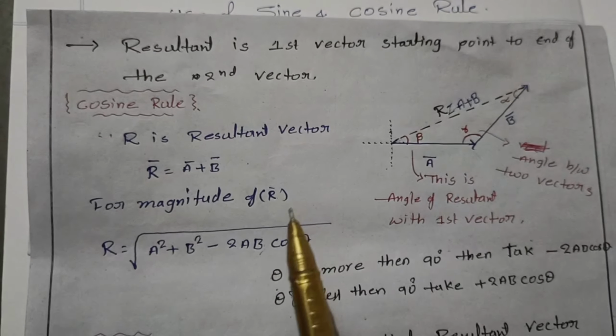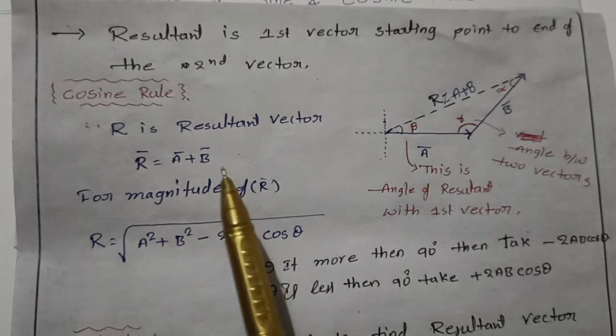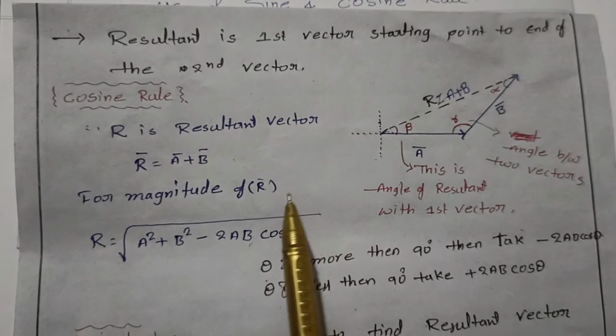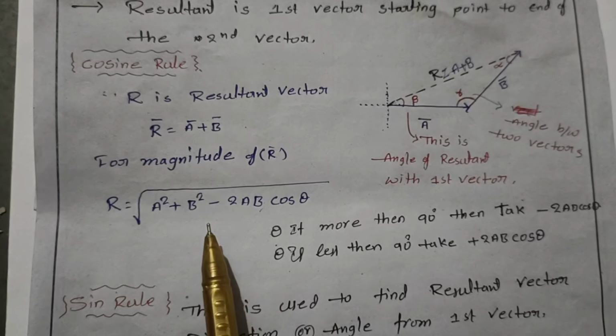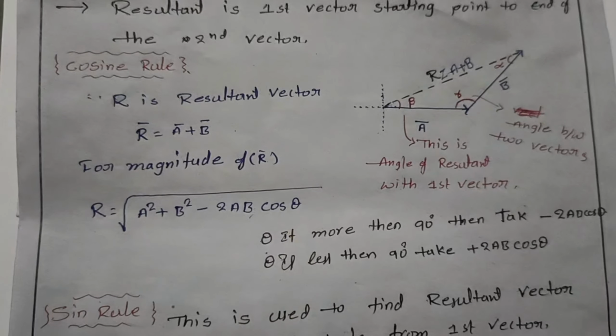Now if you want to find the magnitude of the resultant vector R, very simple: R is equal to the square root of A squared plus B squared minus 2AB cos theta. This is the cosine rule.